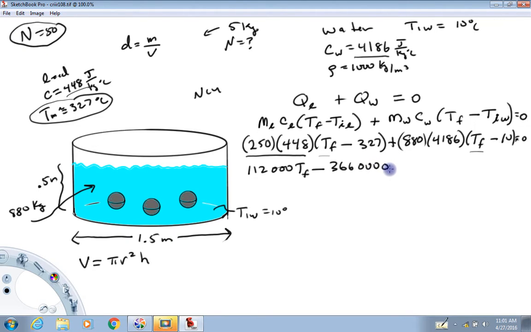Let's see here. I want to make sure I got the right number of zeros. You said basically 36,600,000. Okay, so there's that product distributed. We'll just do 3 sig figs, it's fine. Would somebody give me 880 times 4186?